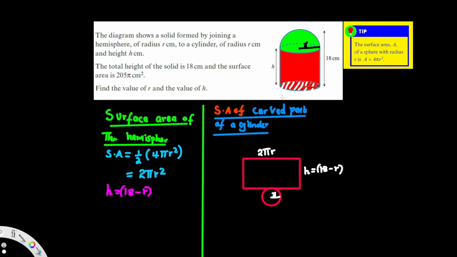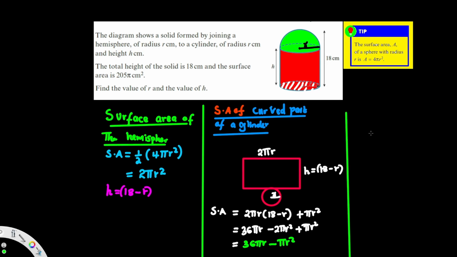So we can find the area of the bottom and the area of the curved part, then we add them together. So the surface area is going to be 2 pi r times h, but our h is 18 minus r, plus pi r squared, which is the base. Now if you simplify this, we are going to have 36 pi r minus 2 pi r squared plus pi r squared. So this is going to simplify to 36 pi r minus pi r squared.